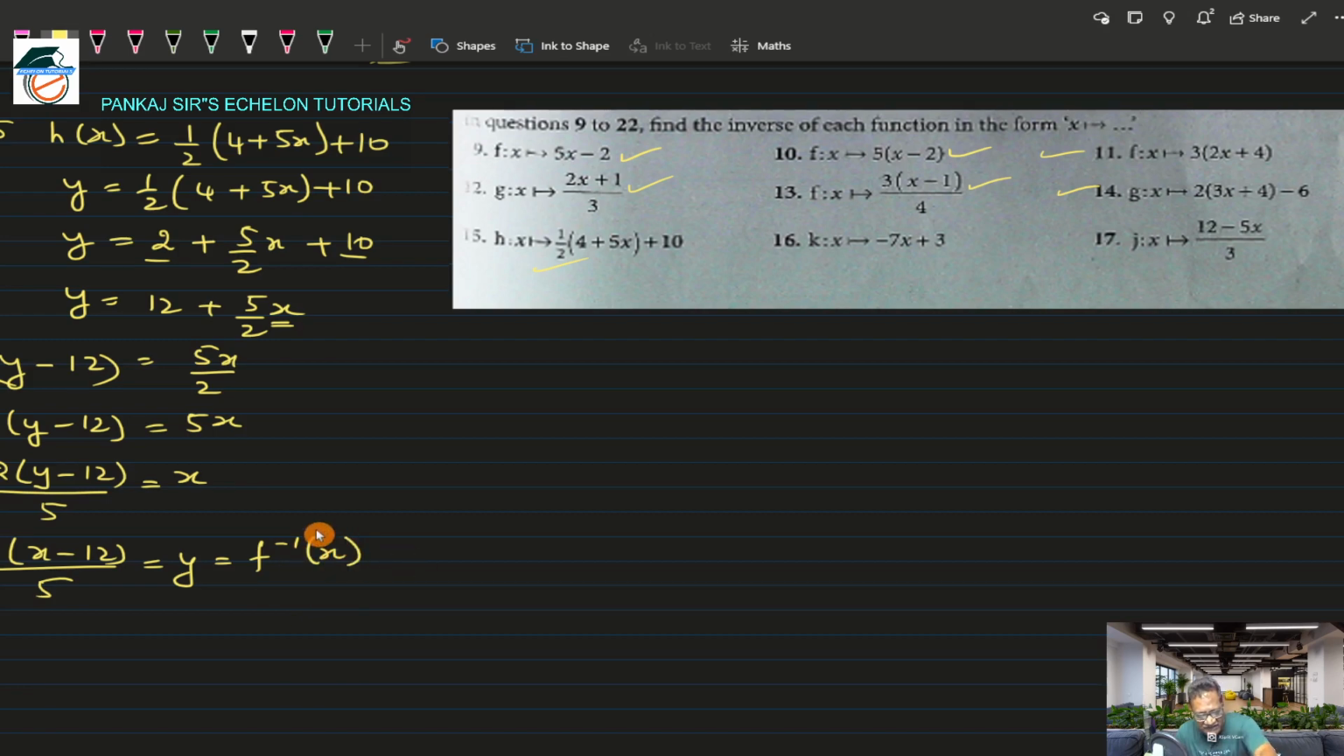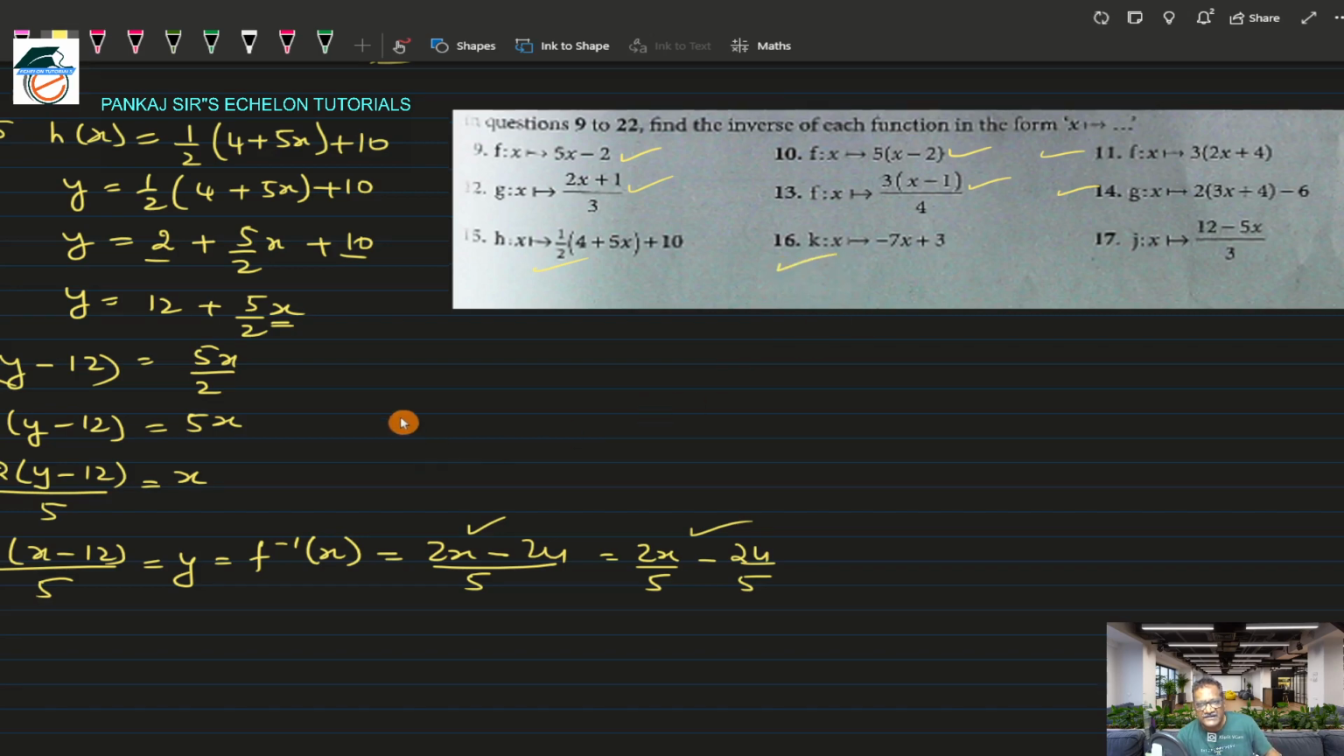Now let me check what the answer is given in the book. The 15th answer, you'll have to work out a little bit of this. If I open this bracket, it will become 2x minus 2 into 12 is 24, upon 5. And if I split this, it will be 2x upon 5 minus 24 upon 5. So either you can write this as your answer or this can be your answer. Both are correct. So that was question number 15.